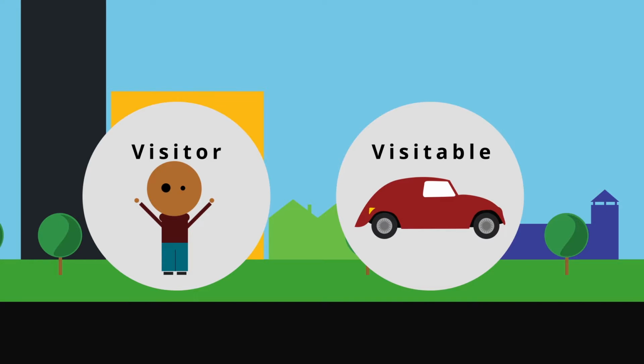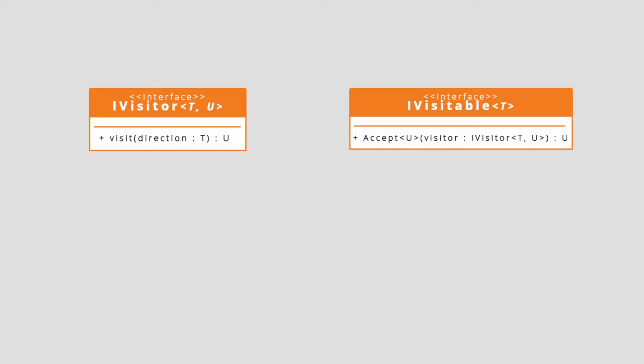Let's create a UML class diagram. We have an interface called visitor with a method. The return type and the parameter type will be defined when it's implemented by a class. We also have another interface, visitable. It holds a method called accept that accepts an object of the visitor type.